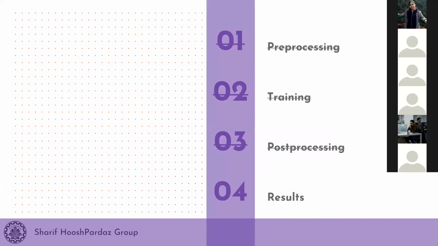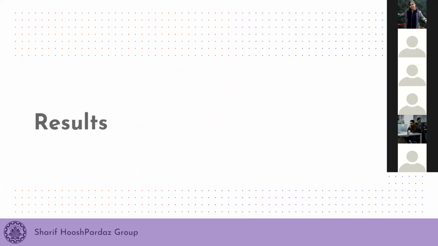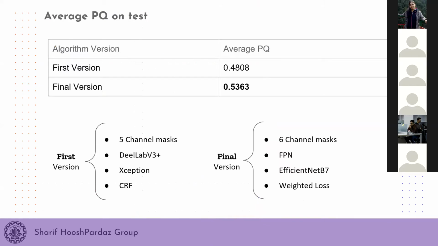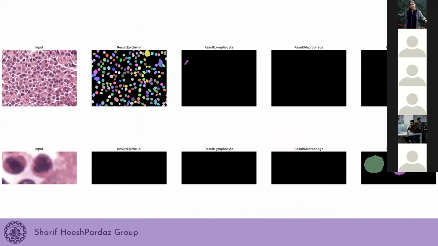So up until now, I've talked about the main points in preprocessing, model selection and training, and post-processing of the first and final version of our algorithm. In the next slide, I will show you the score we achieved and also some outputs that we produced. So here you can see the score each version of our algorithm achieved, and also an overview of key parts of each version. And here are some examples of the output of the final version.